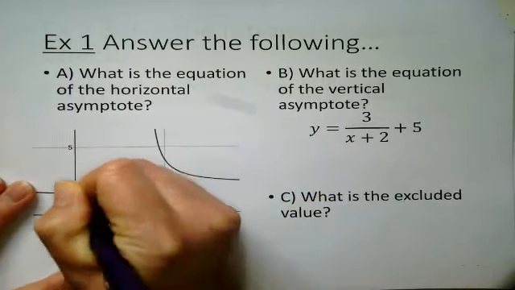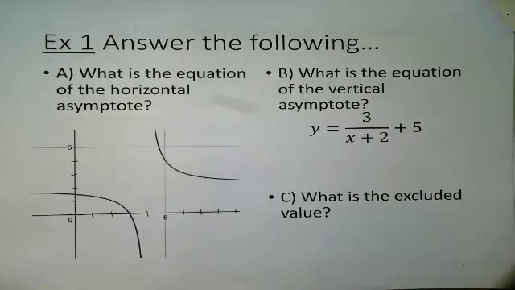There we go. I should have changed the step in Desmos when I did this. There we go. That's better. All right. Answer the following. What is the equation of the horizontal asymptote?